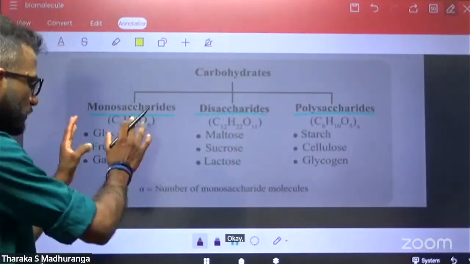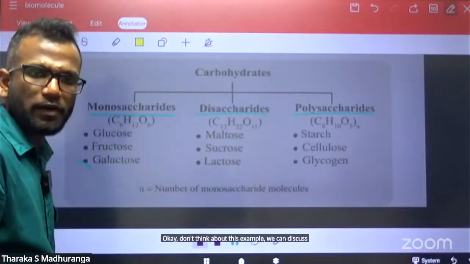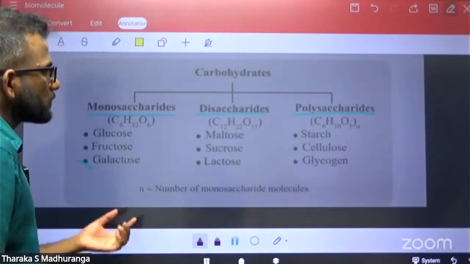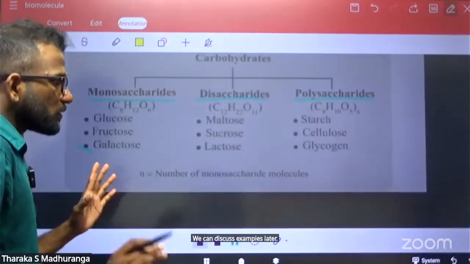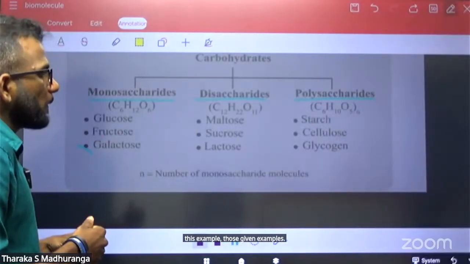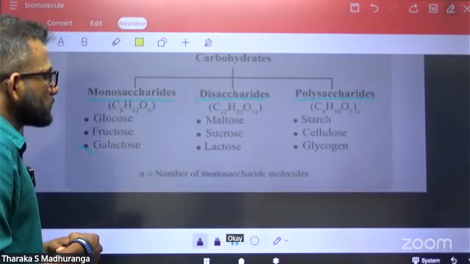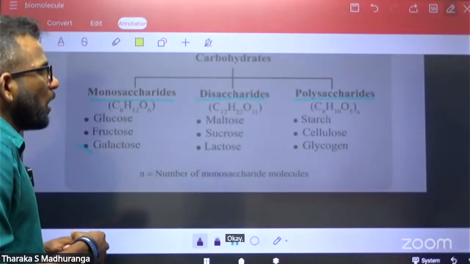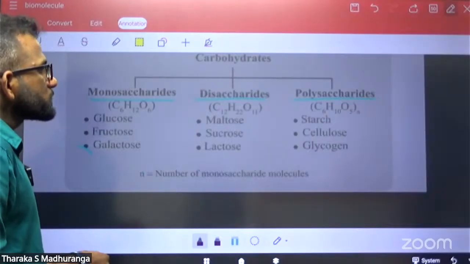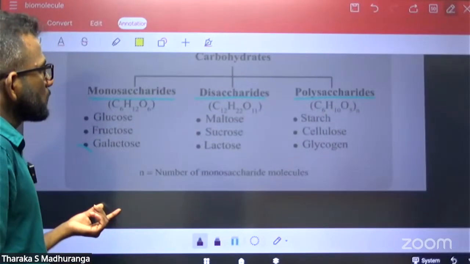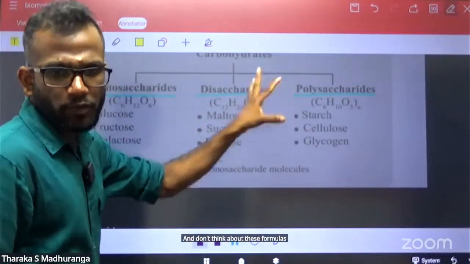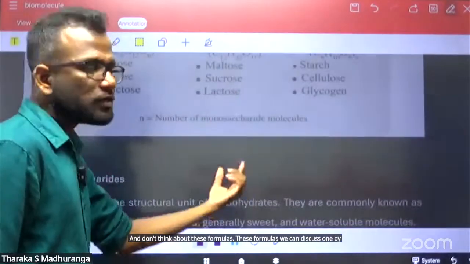Okay, don't think about the examples now. We can discuss examples one by one later. And don't think about these formulas. We can discuss these formulas one by one in our discussions.